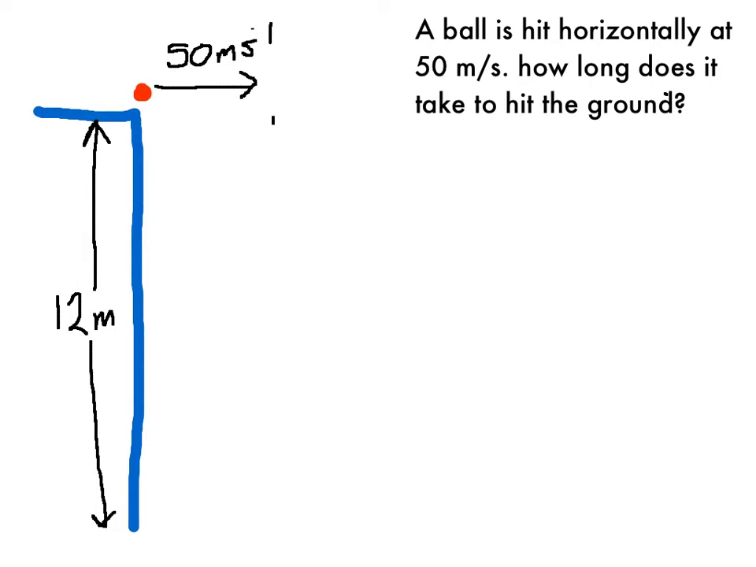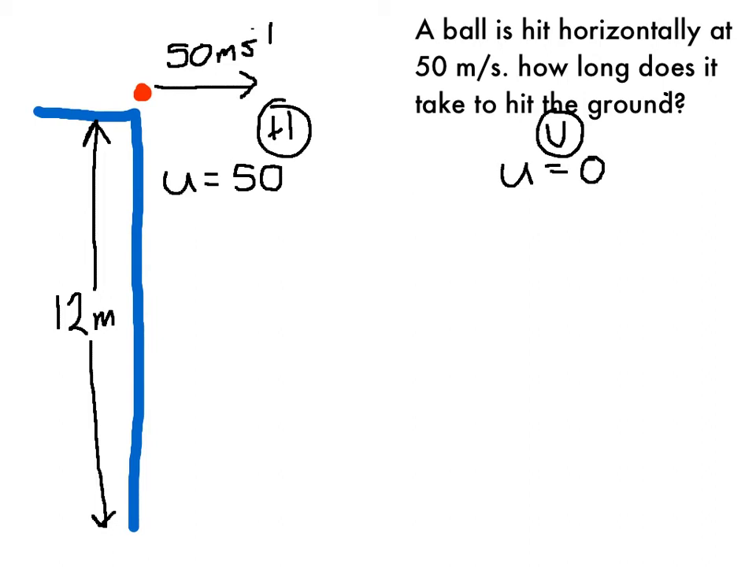So horizontally and vertically. Horizontally, its initial velocity is 50 metres per second, and vertically, its initial velocity is 0. Acceleration, I'm going to define downwards as positive again. So acceleration is 10 vertically.